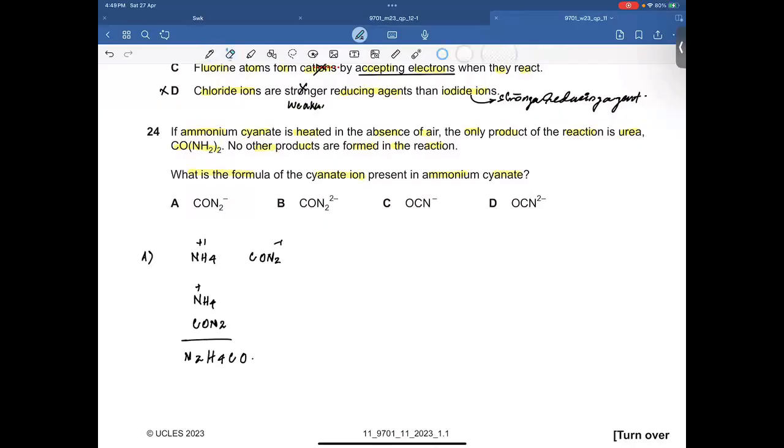Oh, my bad, my bad. This is a total of 3 nitrogen atoms, okay? You have to be careful, guys. We have 2 nitrogen here and 1 nitrogen here. So if you add these two values, I'll get 3 nitrogen.